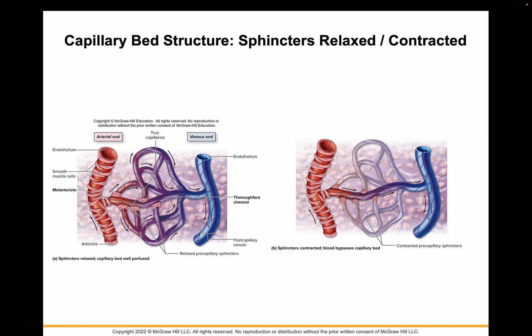Now here we can basically look at the differences between a capillary bed in which the precapillary sphincters are open versus one in which they're closed. If we look at the panel on the left, we can see that these are all open because this particular capillary bed is well perfused. Whereas here, there is no real perfusion occurring within the true capillaries. And so basically, we have blood moving through the metarteriole from the arterial side to the venular side.